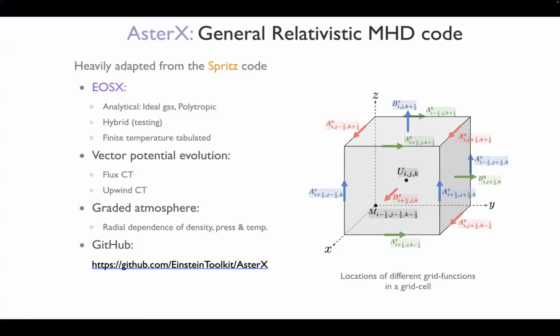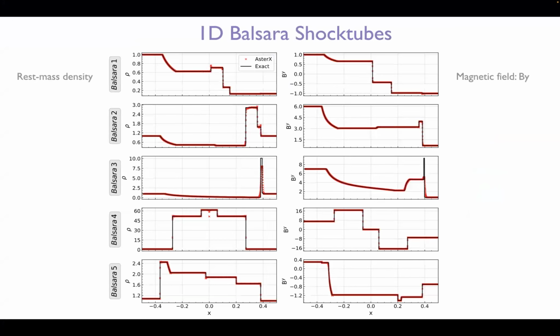Right. So once we implemented AsterX, we had to do some verification and validation of our code in terms of how it performs and if it actually reproduces results from the literature. So here, for instance, we started with the shock tube tests, and this is the Balsara test suite that we performed, Balsara 1 to 5. These are the final time profiles for density on the left and the y component of the magnetic field on the right, and they seem to agree quite well with the exact solutions.